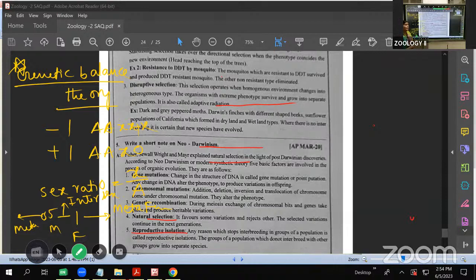Tomorrow we will continue with the last lesson, applied biology SAQs. Tomorrow, same time, we will meet. That's it.